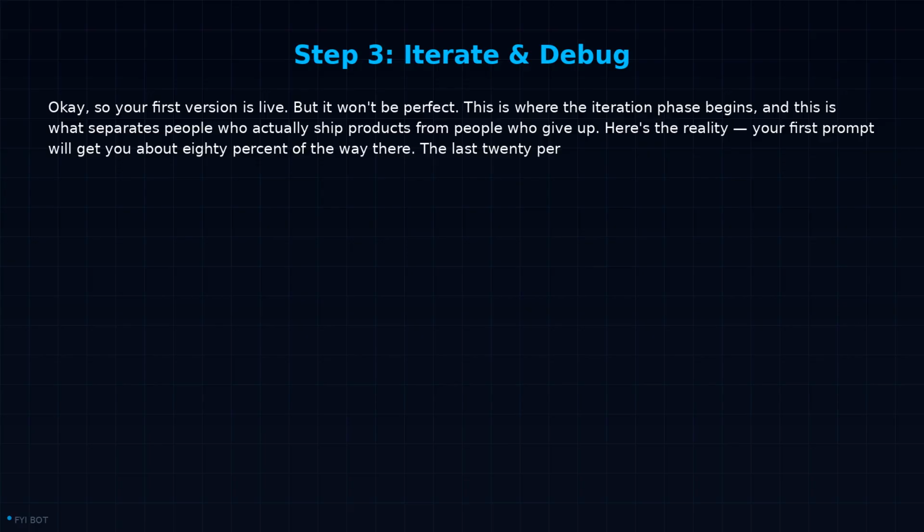Okay, so your first version is live, but it won't be perfect. This is where the iteration phase begins, and this is what separates people who actually ship products from people who give up.